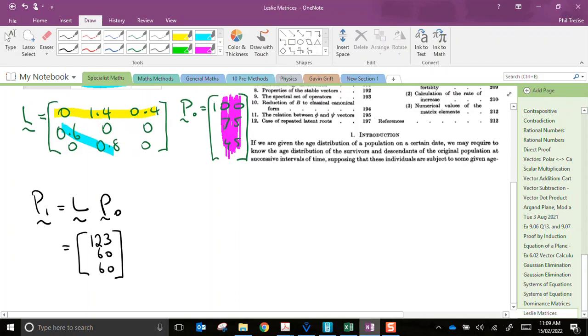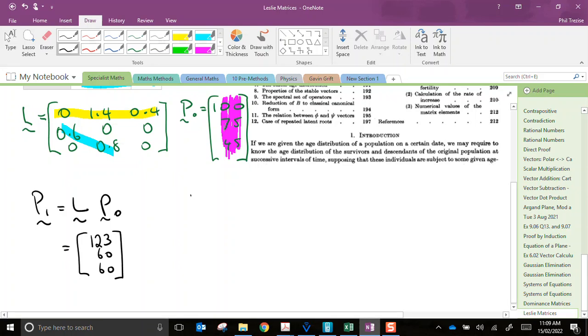Now remember, that would represent the number of females. So instead of 100 juvenile females, we're now up to 123. Instead of 75 middle-aged females, we're down to 60, and instead of 45 old age females, we're up to 60. If I want the total population of the tribbles, I'd have to add those three numbers and then double them to account for the males.